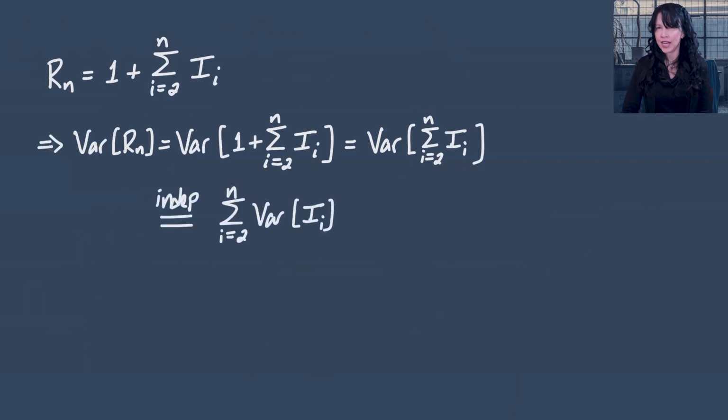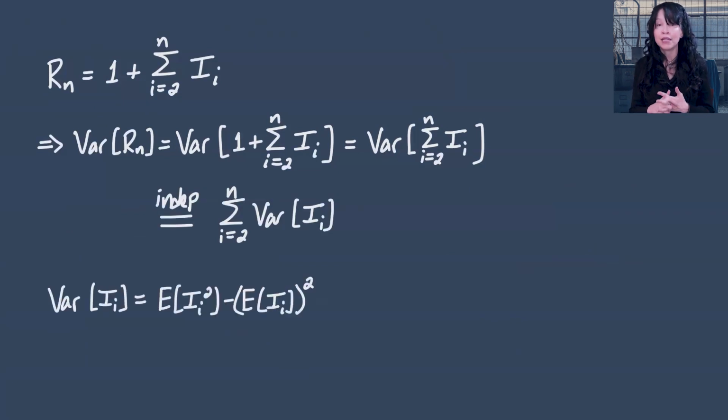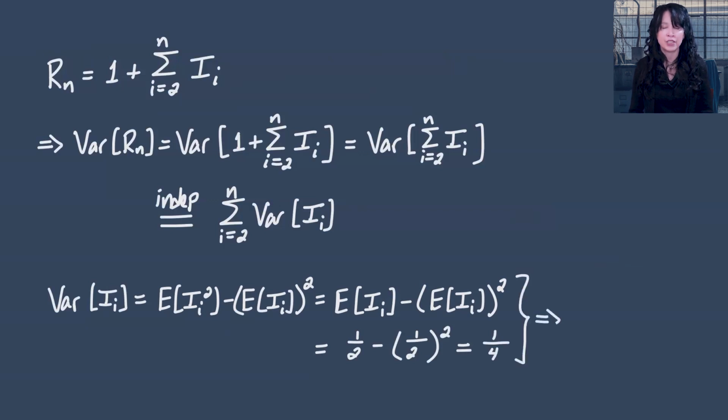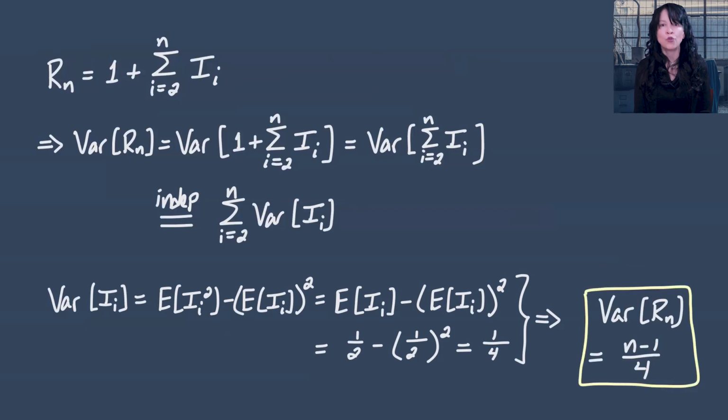Now, what is the variance of I sub i? The variance of I sub i could be written as the expected value of I sub i squared minus the expected value of I sub i, quantity squared. The indicator squared is just the same thing as the indicator because it takes on the value 1 and 0. So you see here I've dropped this squared. We know the expected value of I sub i is 1/2. So this is 1/2 and this is 1/2 squared. And we end up with 1/4. And so if you pull it all together, we've got n minus 1 terms here, each with a variance of 1/4. So the variance for R sub n is n minus 1 over 4.